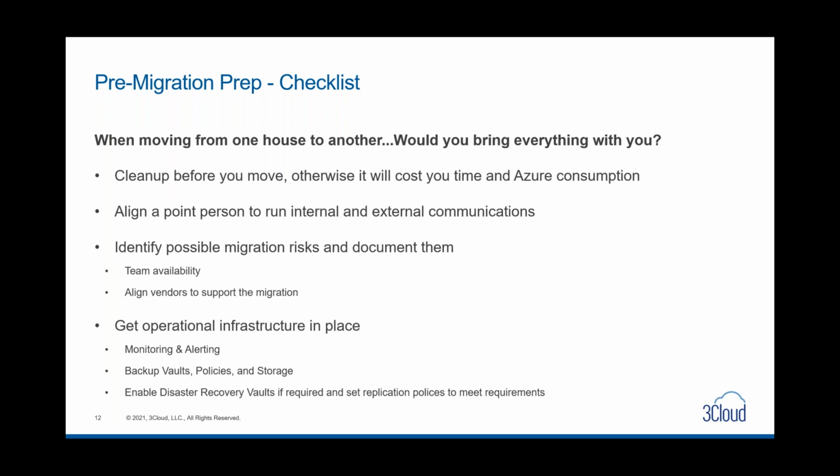So identify possible migration risks and document them is something that we like to put together a little bit of a risk register. A couple items come to mind: team availability, especially as the holidays are rolling up and we're going to get into a DC migration. Does it make sense to do it during that time, right? Is there going to be a change freeze? Is the team going to be available if something goes sideways? What does that look like, and make sure that that's part of your game plan.